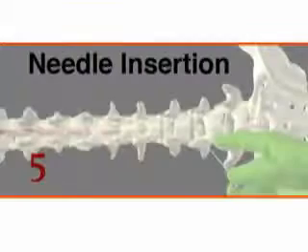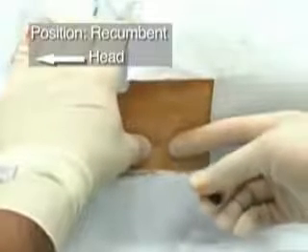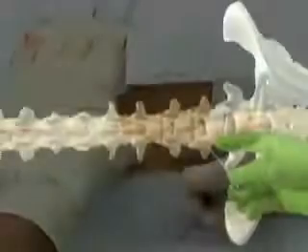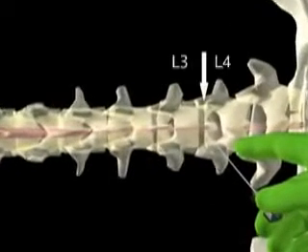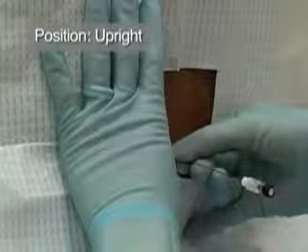Identify the anatomical landmarks once again and insert the needle, with stylet firmly in place, in the midline at the superior aspect of the inferior spinous process, directing it at an angle of approximately 15 degrees, as if aiming at the patient's umbilicus.